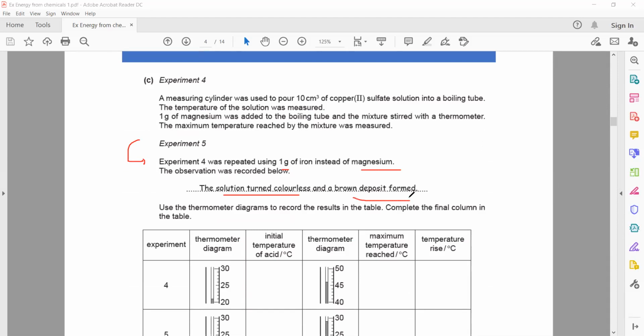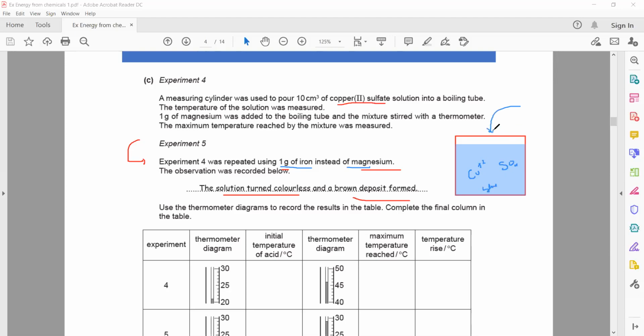and a brown deposit formed. So basically what happened, if you check, originally it was copper sulfate solution. This part is related to chapter 10, in which you will study that the more reactive metal displaces the less reactive metal from its compound. Using 1 gram of iron instead of magnesium, what we have originally is copper(II) sulfate solution. The aqueous copper(II) sulfate solution is blue in color.